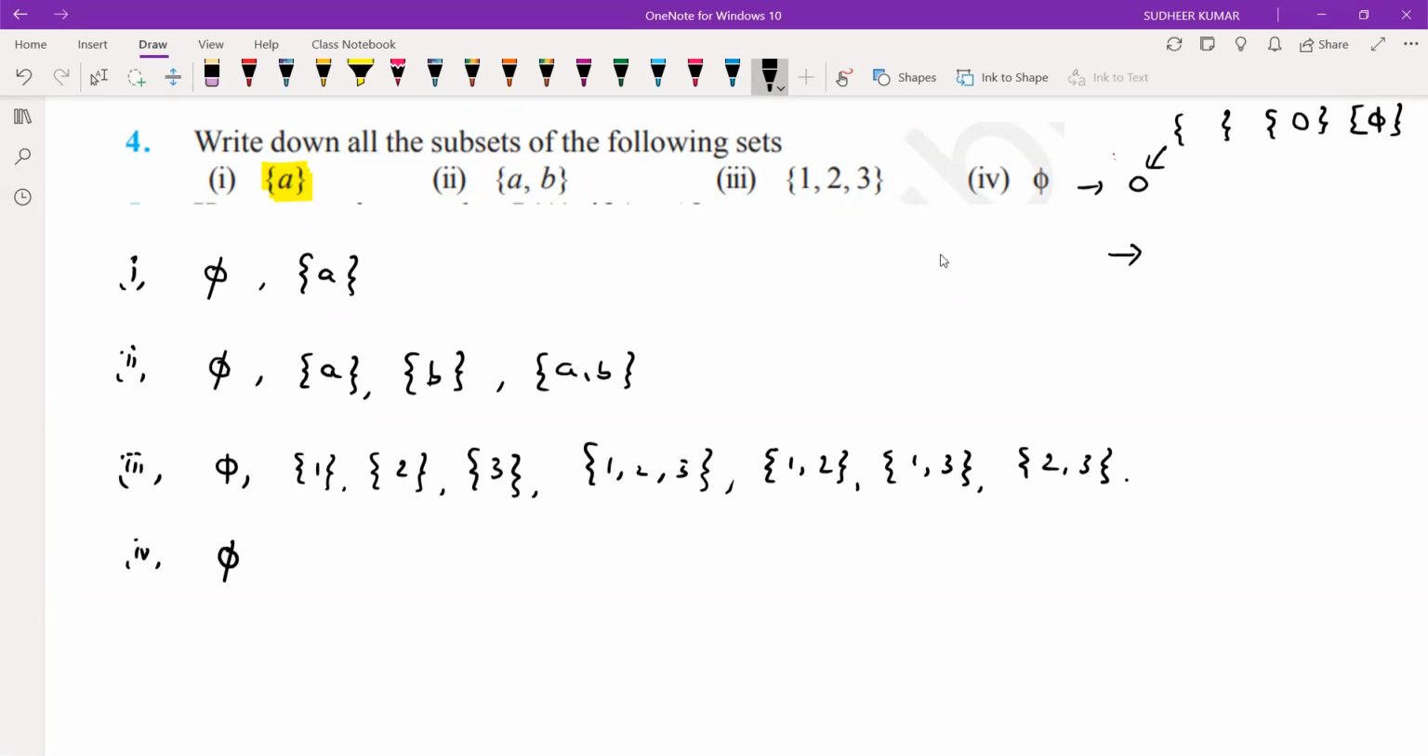The total number of subsets formula is 2 power n, where n is the number of elements. So 2 power 0 is 1, since a power 0 is 1 where a is not equal to 0. So it has only one subset. You can check it like that also. Is it clear? Yes, sir.